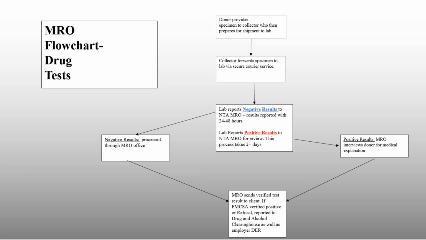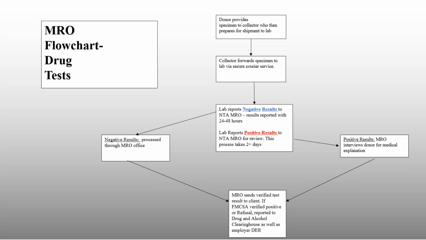So this is a flow chart. It shows you this is really kind of that chain of custody process. The donor provides the specimen to the collector, who then prepares the shipment for the lab. The courier forwards the specimen to the lab. The collector forwards the specimen to the lab via secure courier service. The lab reports the negative results to the MRO, with the results reported to the DER.